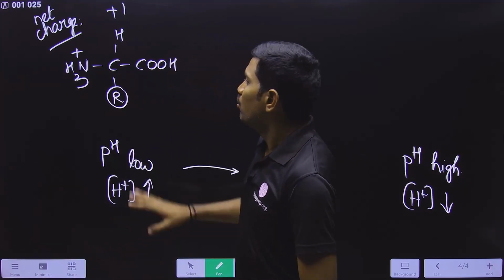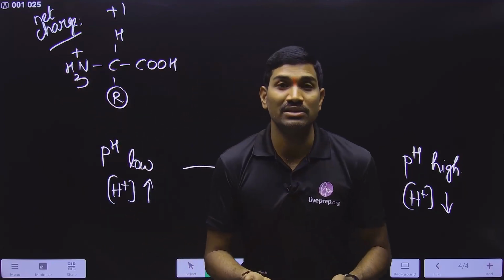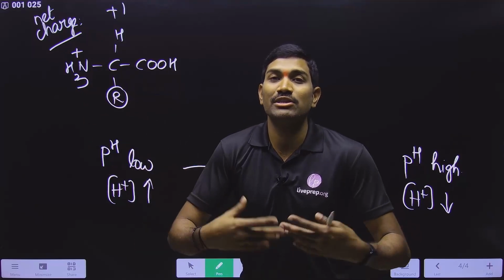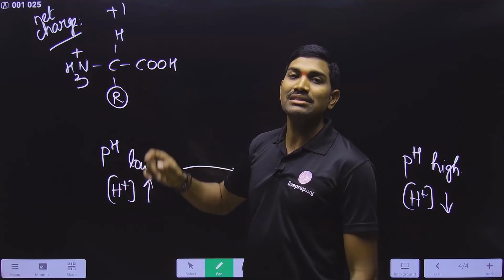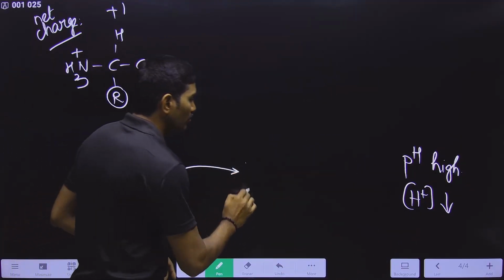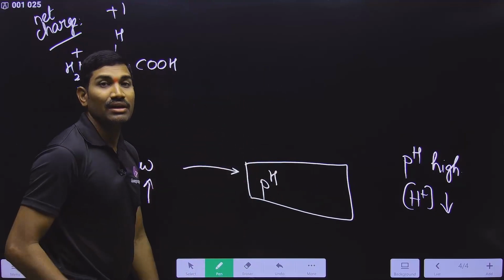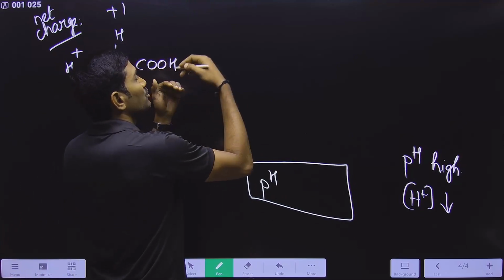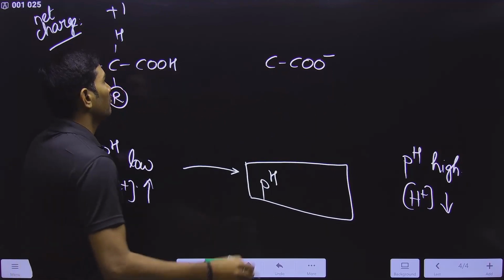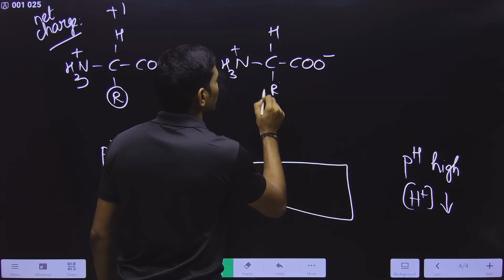Now observe carefully. Who can donate H plus? COOH can donate H plus and even NH3 plus also can donate H plus. But between these two, who is more acidic? Who is ready to give H plus first? COOH group is more ready to give H plus. So when your pH is slightly increased from this, COOH is donating its H plus. So now COO minus it will become, but the remaining structure will remain same, like NH3 plus and this is R group.